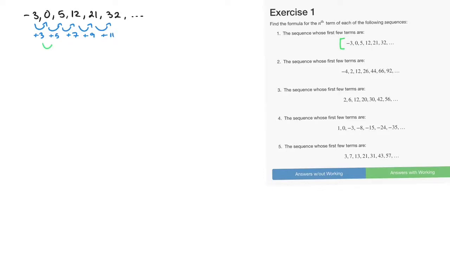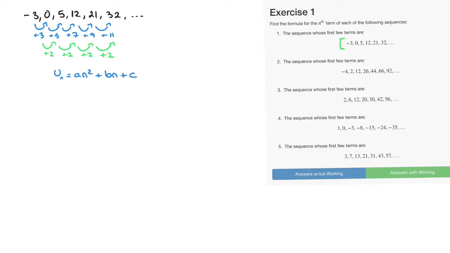So from 3 to 5, we're adding 2. From 5 to 7, we're adding 2 again. From 7 to 9, we're adding 2. And from 9 to 11, we're also adding 2. Since we're always adding the same amount here in the second difference, it means we're dealing with a quadratic sequence. So it must have a formula looking like un equals an squared plus bn plus c.